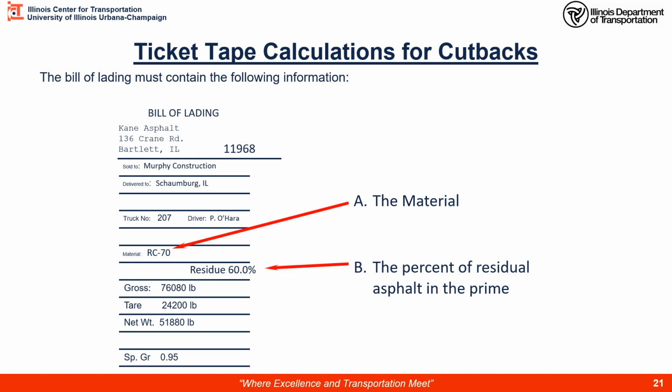Here's our bill of lading for this cutback asphalt. We got RC70, so that's the material. It has a residue rate of 60%, and our transport had a gross weight and tare weight taken, so we know we have a net of 51,880 pounds. The specific gravity in this case, because these lighter petroleum distillates weigh less than water, is usually below 1, so 0.95 in this case.